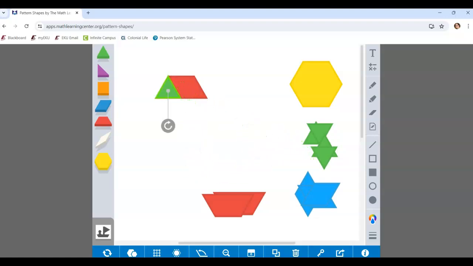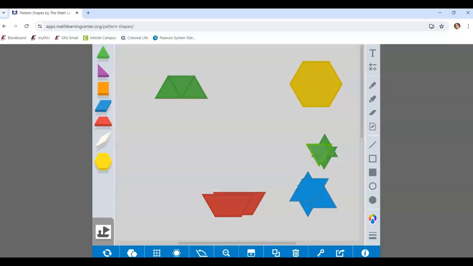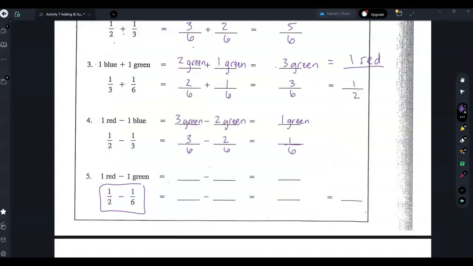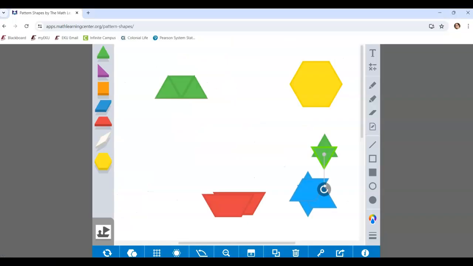So we know 1 red is equivalent to 3 green triangles. And then 1 blue, I'm sorry, we're subtracting a green. I need to remember what problem I'm on. We're subtracting 1/6 or 1 green. So then if I take away one of those, right, take away one of those green triangles, I can see I'm left with 2 green triangles, which is equivalent to 1 rhombus.